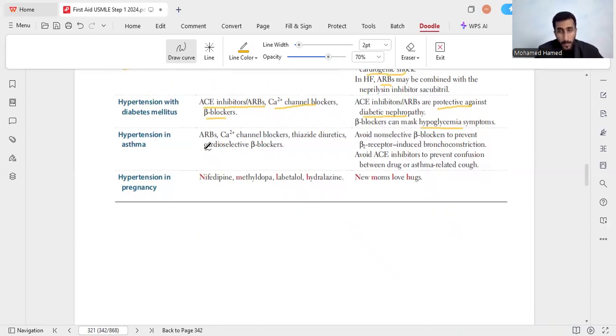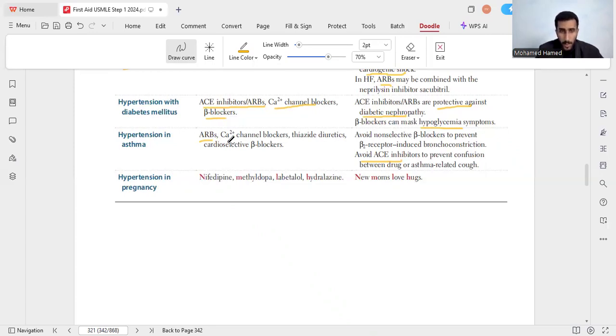And for the asthma, you may use ARBs, but as you noticed here, we didn't put ACE inhibitor. You have to avoid ACE inhibitors in order to prevent the confusion of whether the respiratory distress or the dyspnea is drug induced or asthma related. So in order not to put ourselves in this kind of confusion, it is safe to use ARBs instead of ACE inhibitors in asthmatic patients.